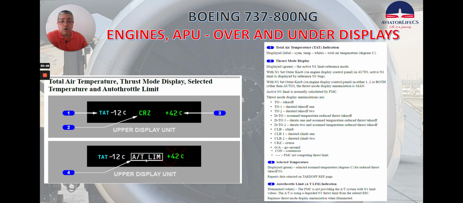Number 4, we have the auto throttle limit indication, illuminated white. The FMC is not providing the auto throttle system with N1 limit values. The auto throttle is using a degraded N1 thrust limit from the related EEC. Replaces thrust mode display annotation when illuminated.